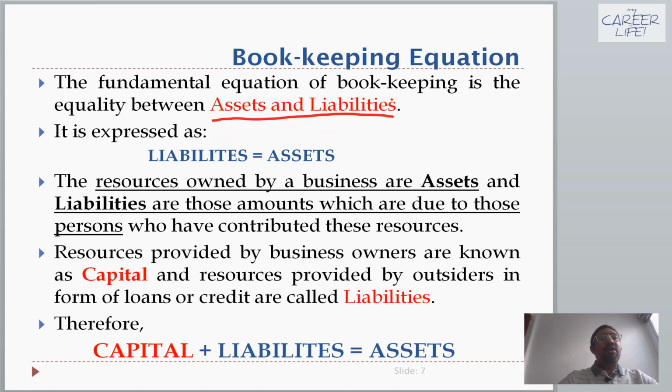The resources owned by a business are what we refer to as assets, and the liabilities are those amounts which are due to other people who have contributed to these resources. The resources provided by business owners are known as capital, and resources provided by outsiders are in the form of loans or credit. So these are what we refer to as liabilities. So we know that both capital and liabilities will fall on one side, as you can see here, and assets will fall on the other side.